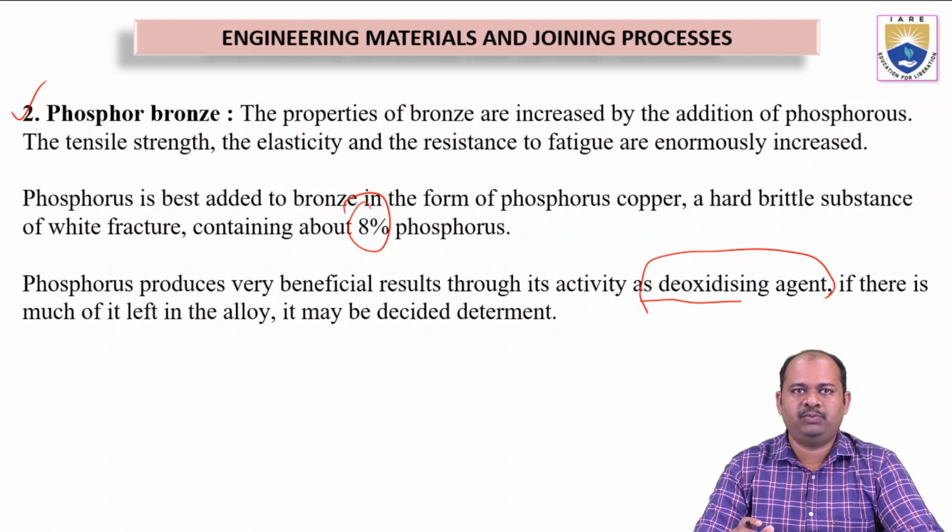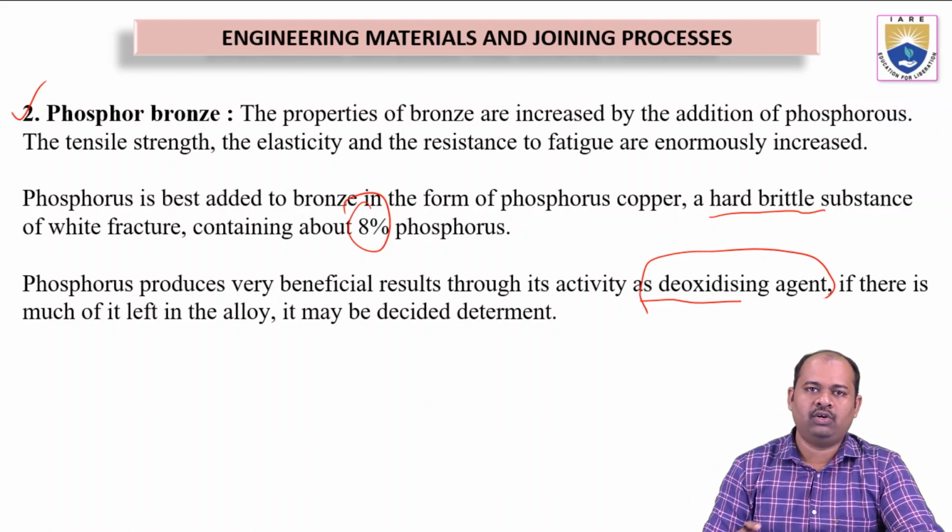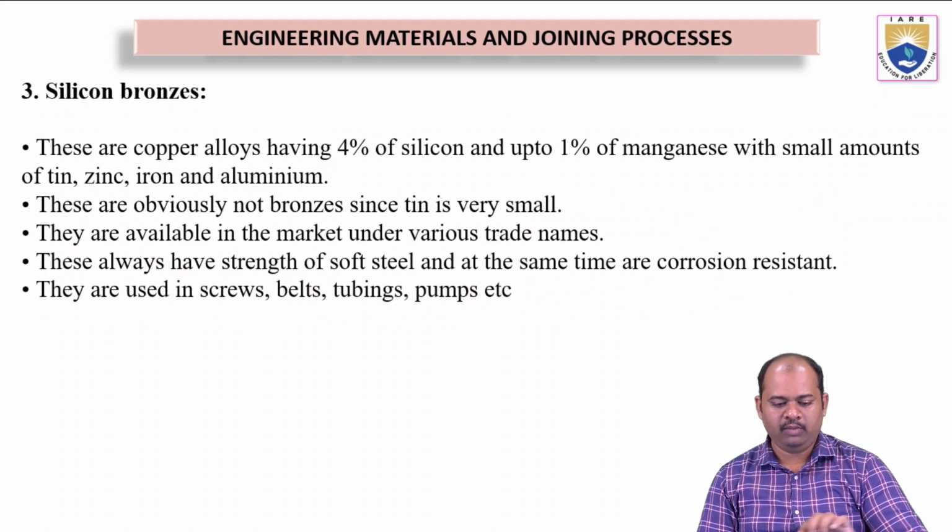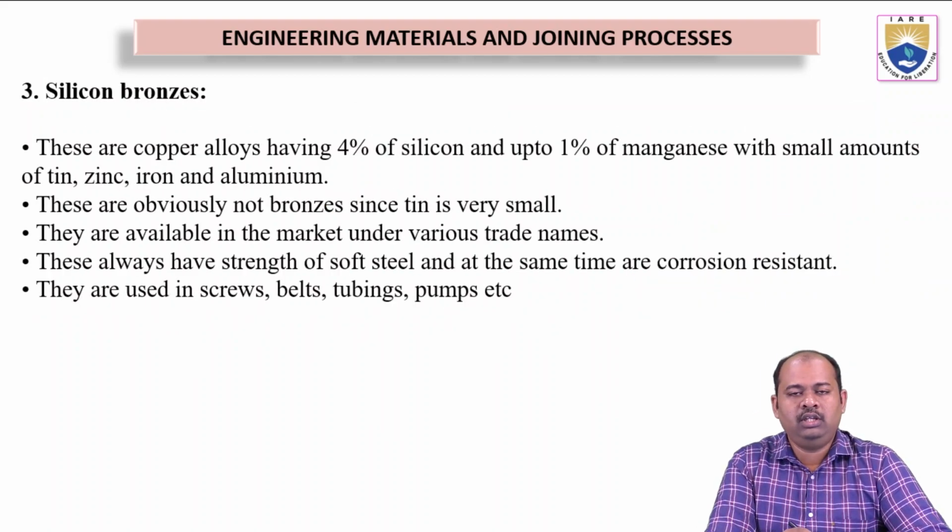A hard, brittle substance of white fracture containing about 8% of phosphorus is called phosphorus bronze. So this is hard and brittle. It is corrosion resistant. It does not have the ductile properties seen in regular copper. And then we have the third type of bronze, that is silicon bronze.